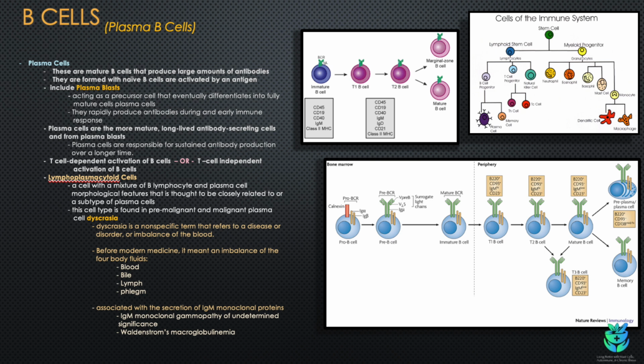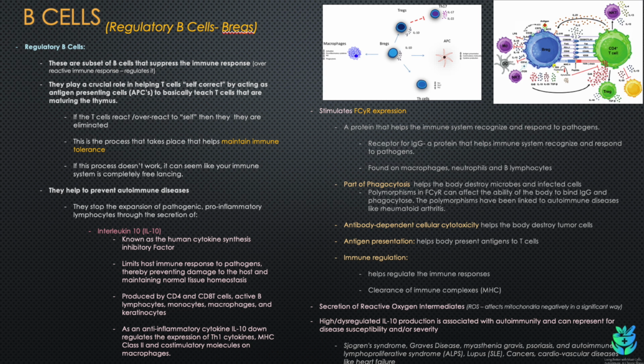The presence of lymphoplasmacytoid cells is also a warning sign for a type of lymphoma, and Waldenstrom's is a type of lymphoma. Okay, regulatory B cells. These are a subset of B cells that suppress the immune response, so it keeps your immune system from overreacting and regulates that.